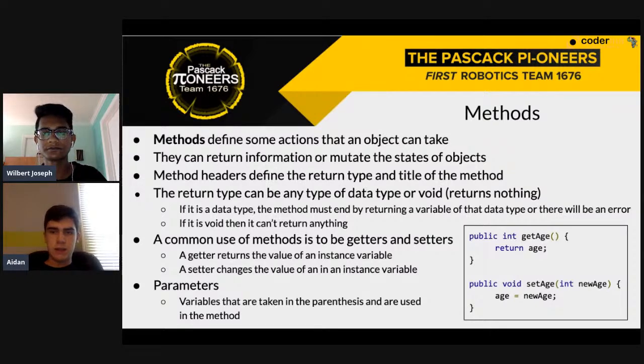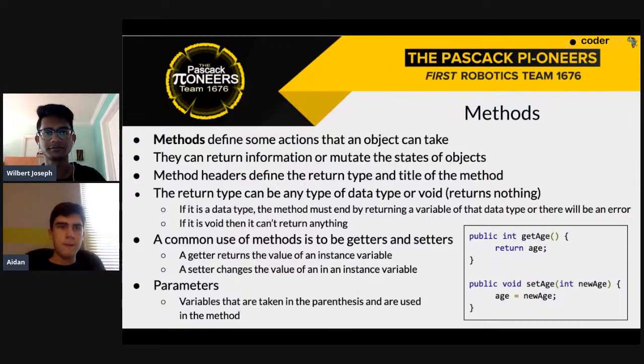If you see on the side the example, there's public int get age, and that's just returning the instance variable of age. And then there's a setter below that, which would take a new age and set age to that new age. Now, parameters are, as Wilbert went over, variables that are taken in the parentheses as user input and used in the method. So used in the setter that's in the example, there's one parameter. So when that method is called, there would be a new age input, and that would set age to that new variable number.